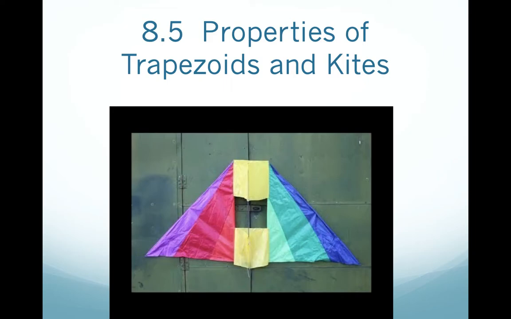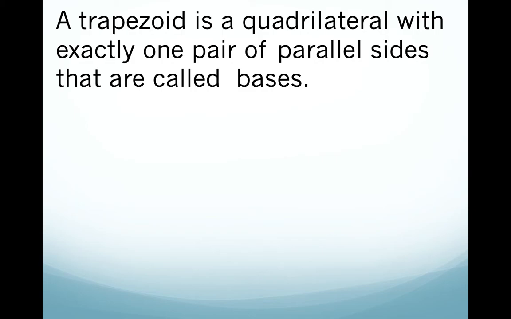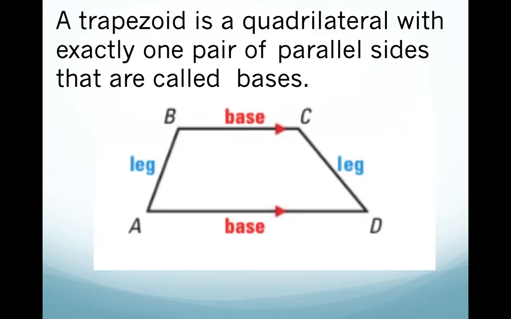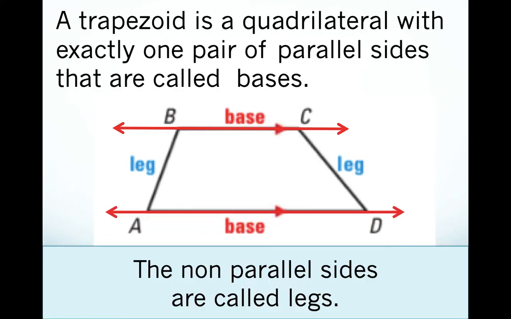This is Mrs. Gilbert. Let's look at trapezoids and kites. A trapezoid is a quadrilateral that has exactly one pair of parallel sides, and those are called bases. The red arrows in the figure indicate parallel lines. Those are my bases, and the other two are legs.